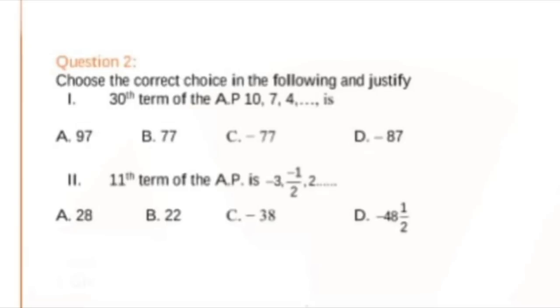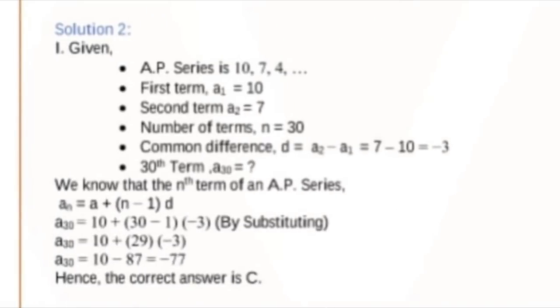Now question number 2. Choose the correct choice in the following and justify your answer. First part, the 30th term of the AP 10, 7, 4 and so on is. Now we are given the terms of an arithmetic progression. First term is 10, second term is 7 and third term is 4. Now first term is 10, second term is 7 and the number of terms is 30. Common difference is 7 minus 10, which is minus 3.